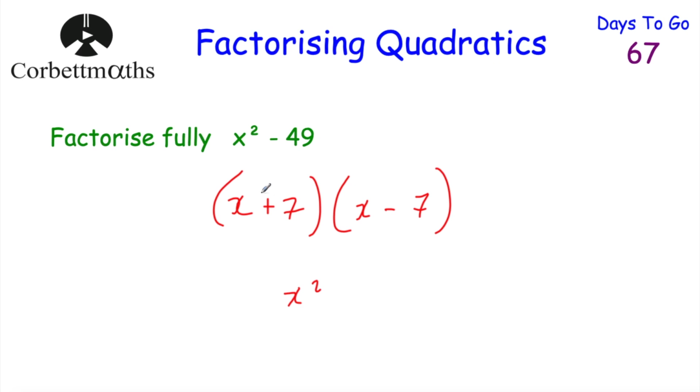x times x is x squared, x times minus 7 would be minus 7x. 7 times x is plus 7x. And 7 times minus 7 would be minus 49. Minus 7x plus 7x is 0, so they cancel out, and we'll just be left with x squared minus 49. So as you can see, if we expand these brackets, we get x squared minus 49. And that's great, because if we had something like this, you could factorize it really simply by just square rooting them both and putting one bracket with a plus sign and one bracket with a minus sign. So it's called the difference between two squareds.